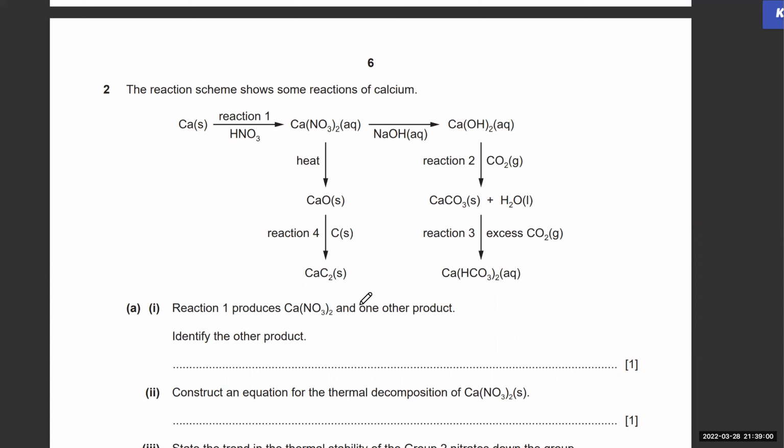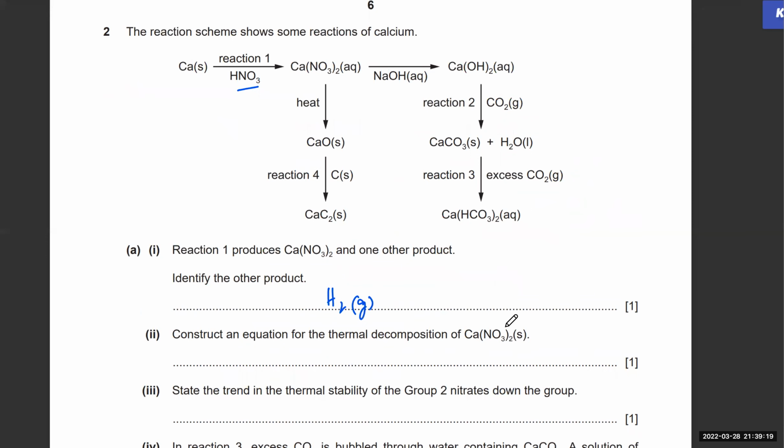Identify the product produced. Reaction number 1, calcium with acid produces salt plus H2 gas, since metal plus acid produces salt plus H2 gas. Then you have, construct an equation for the thermal decomposition of calcium nitrate. This part over here, so you can do that.